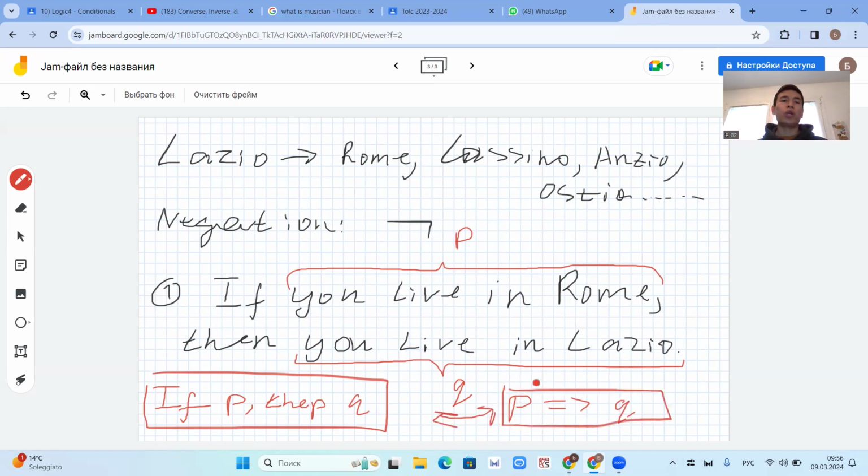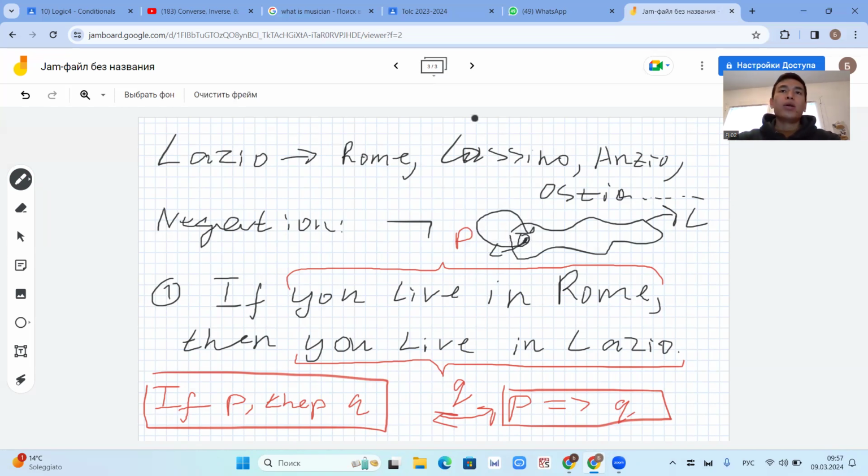Okay, we have to check, is it true or false? What do you think, guys? The statement, is it true or is it false? If you live in Rome, then you live in Lazio. That's true, because Rome is inside of Lazio. Let me show you. If this is the whole of Lazio, then Rome is one of the cities in Lazio. So if you live in Rome, automatically you live in Lazio. Правильно, Omar? Окей.